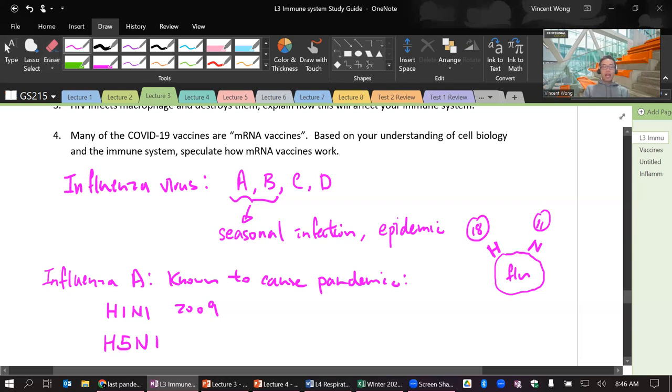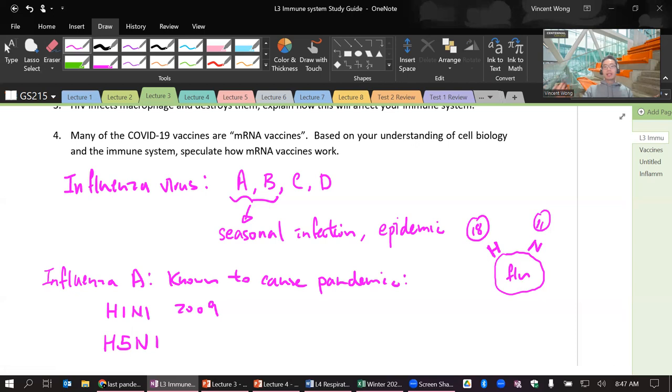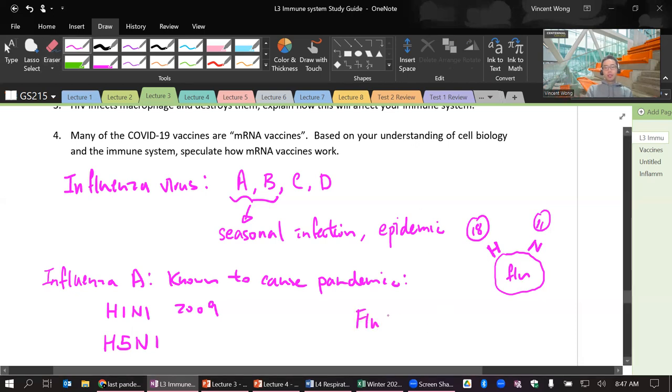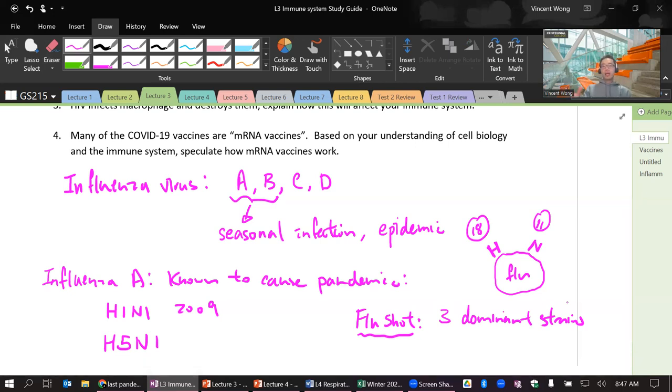Some combinations of H and N make the virus more infectious than others, and therefore more at risk of creating a pandemic. So every year when we get the flu shot, and I think I briefly mentioned this before, the people who keep track of these things, people at the Center for Disease Control, the CDC, and the World Health Organization, try to predict the three most dominant strains of the upcoming season. They create a vaccine for those three strains of flu. But these are just predictions, so sometimes they are way off. Sometimes they create the vaccine and it turns out the three dominant strains were completely different. For that year, the flu shot would be quite ineffective.